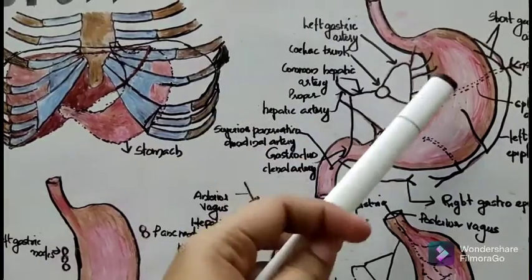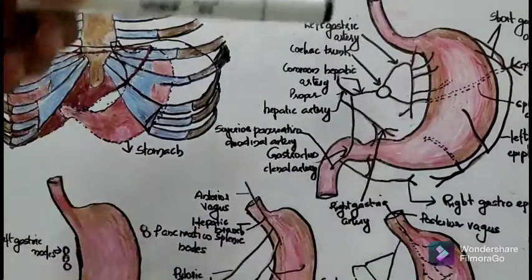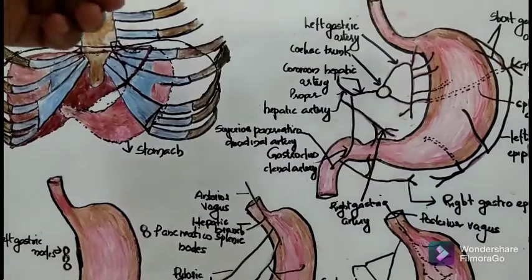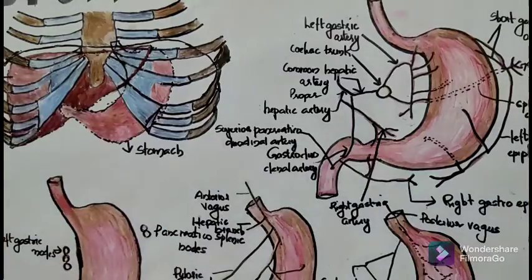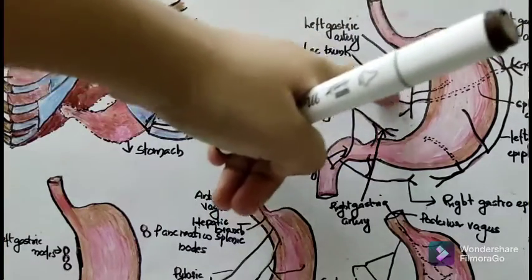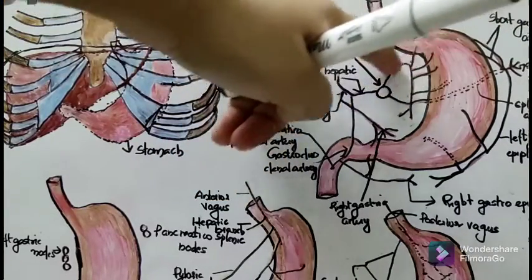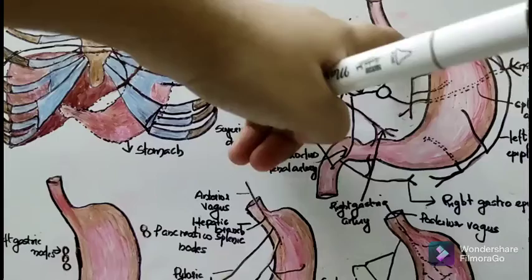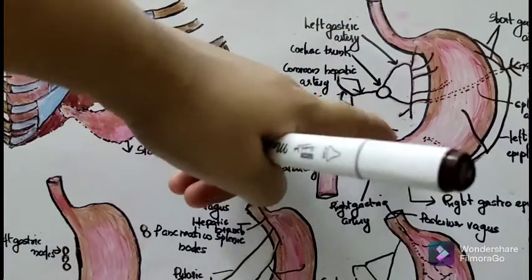Now we'll discuss the blood supply of the stomach. The lesser curvature is supplied mainly by the left gastric artery and also the right gastric artery. This is the left gastric artery, a branch of the celiac trunk. It supplies the lesser curvature.